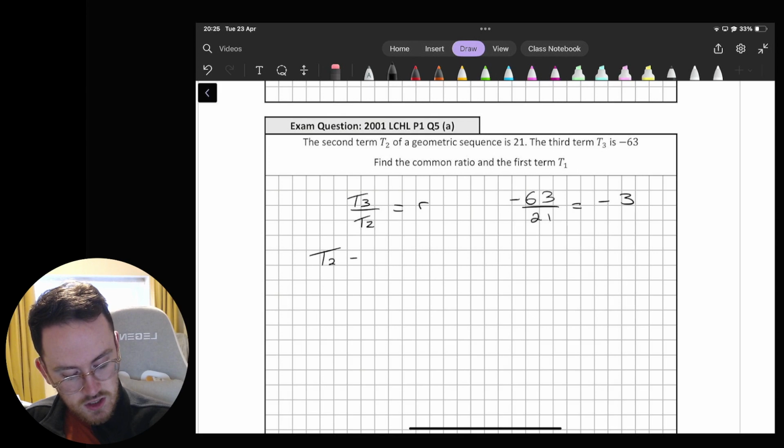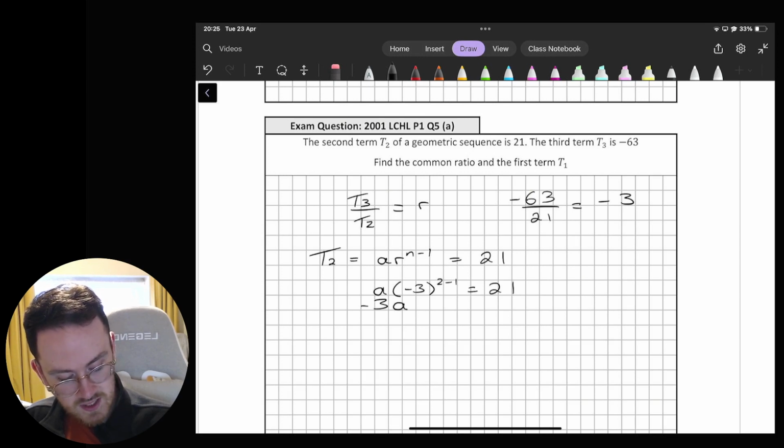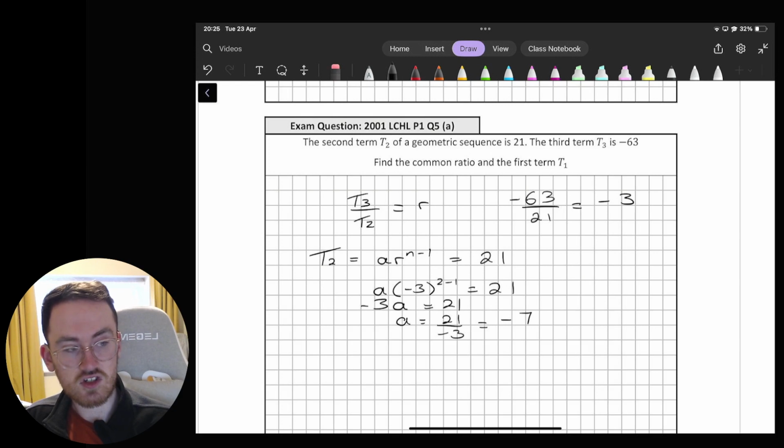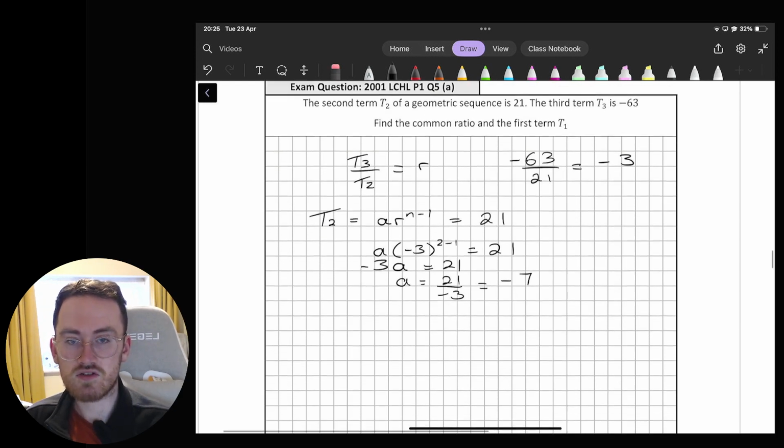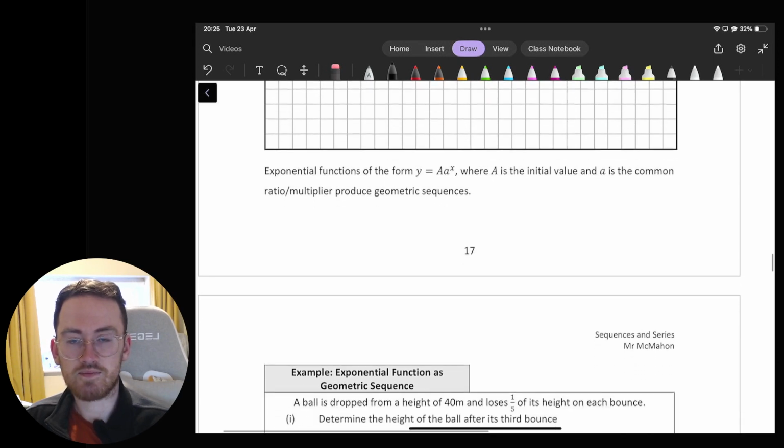So my second term, I could use my formula, a times r to the power of n minus 1, and I know that the answer here should be 21. A times minus 3 to the power of 2 minus 1 equals 21. And really all that we're ending up with here is minus 3a equals 21. We're dividing that term by minus 3, so we're going back the way to get that initial term. So my first term being minus 7. So common ratio of minus 3, initial term of minus 7.